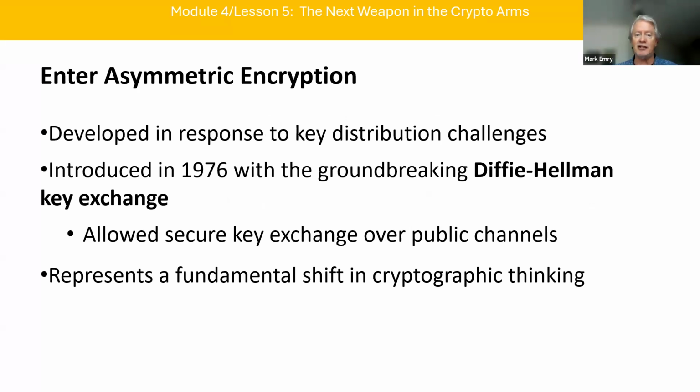In response to these challenges, asymmetric encryption was developed. Asymmetric key cryptography was introduced in 1976 with the groundbreaking Diffie-Hellman key exchange, which allowed two parties to securely exchange cryptographic keys over a public channel. Asymmetric key cryptography offers a solution by enabling secure communication, as long as the parties can trust the integrity of the public and private keys.